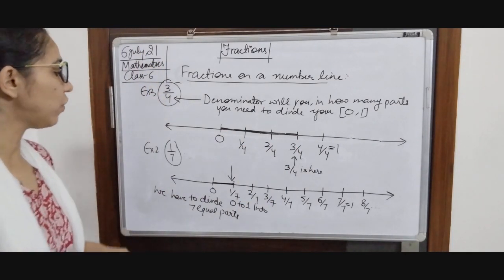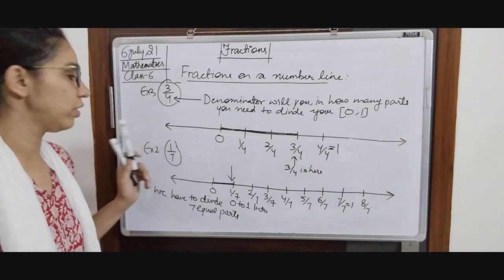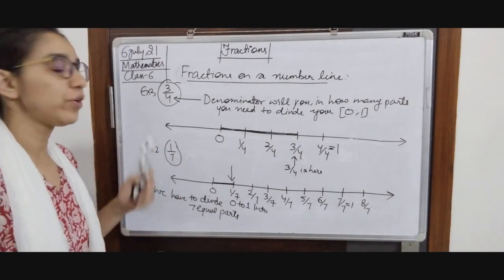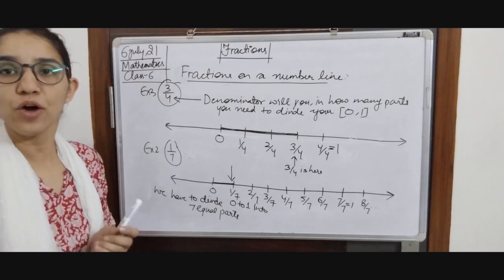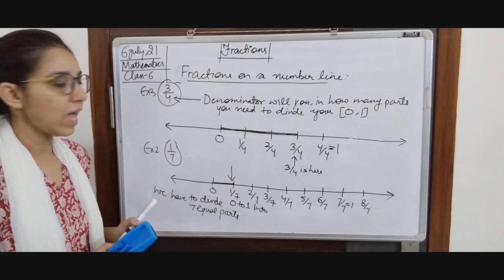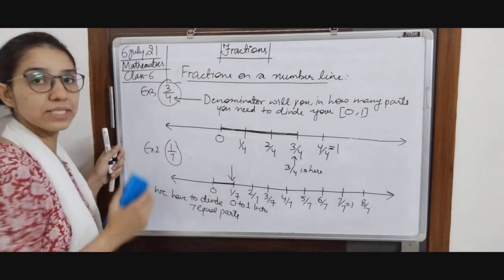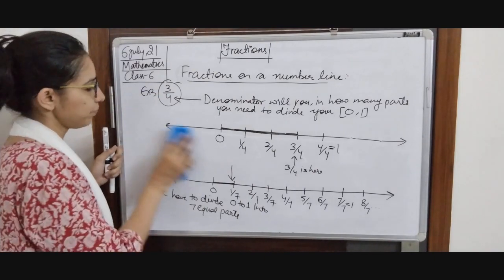So in the examples that we have seen, whether it was 1 by 3, 1 by 7, or 3 by 4, in all of these the fractions were less than 1, and you might have noticed that the numerator is less than the denominator, okay?